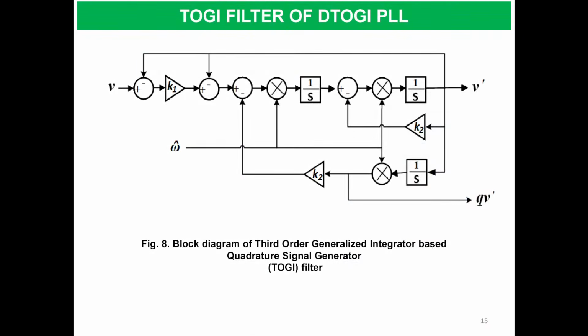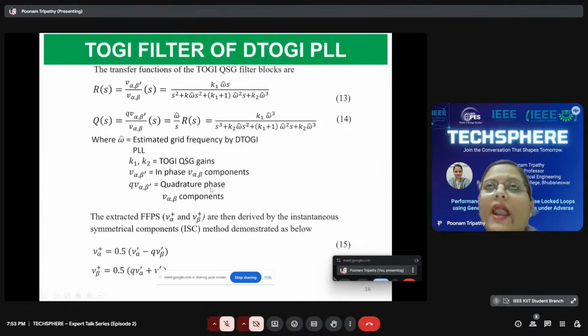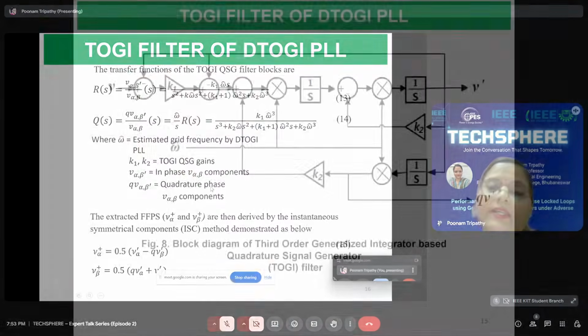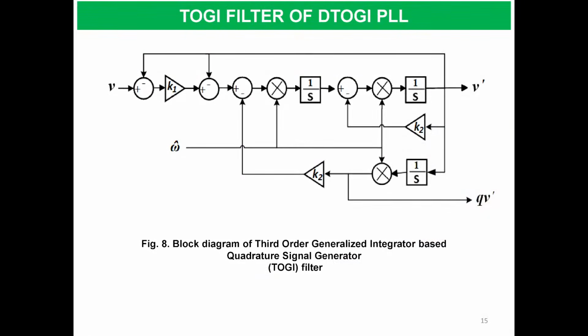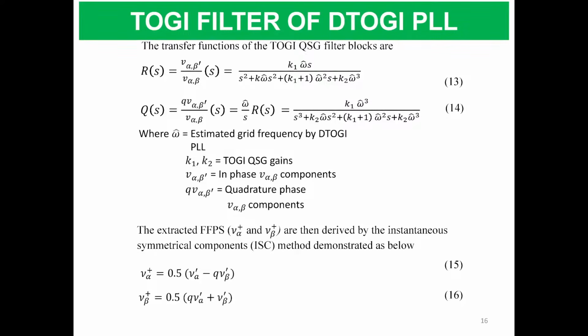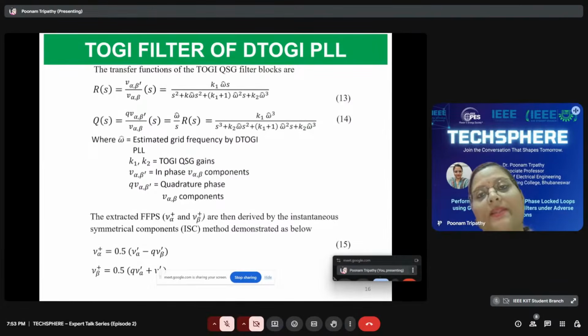So here comes the need for an advanced generalized integrator based filter, which must be capable of rejecting both the effect of DC offset as well as the harmonics whenever they are present in the input grid voltage, in order to achieve a faster synchronization.